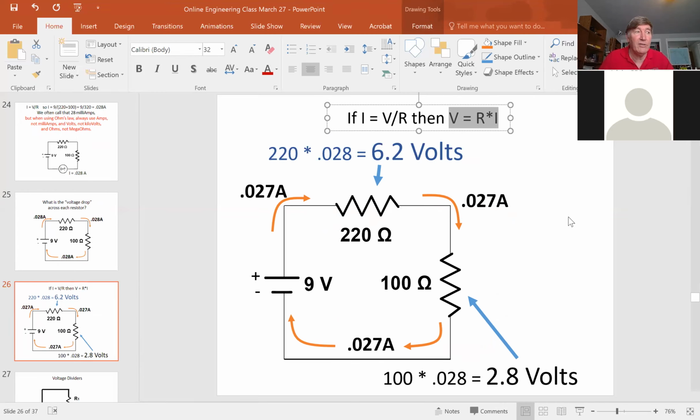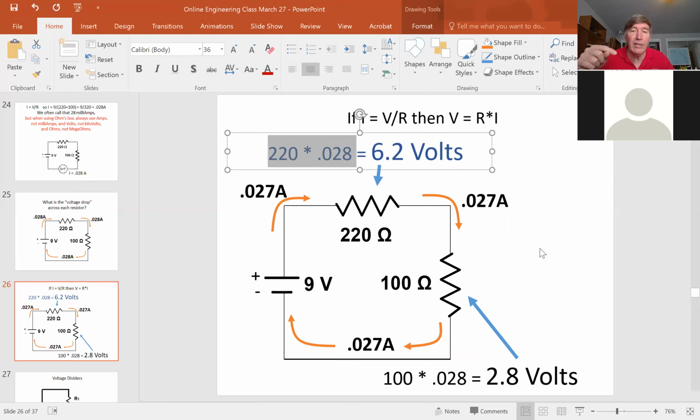So this is Ohm's law just rearranged. I know that the resistance for this upper resistor is 220. The current flowing through that resistor is 28 milliamps, which I must not write as 28; I have to write it as 0.028 amps.